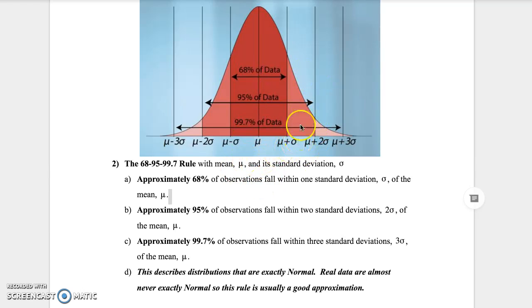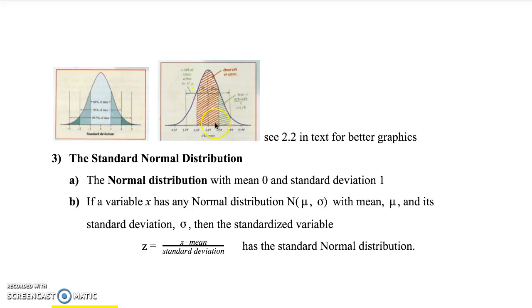And because it's symmetric, this tail all the way up here above a z-score of 1 is about 16%, half of 32%, and this tail is 16%. So you should be able to go back and forth with those. So another picture in your text is nice that you can reference.